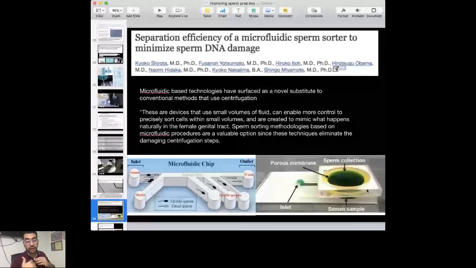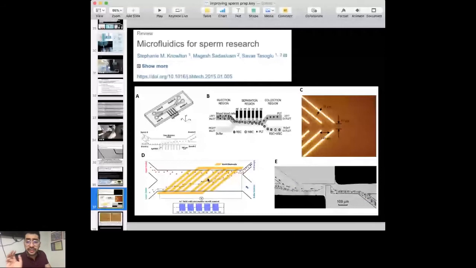So you can use microfluidics for IUI, for IVF, as well as for ICSI. So this is something that can be done routinely now. And like I mentioned, this is one of the most promising technologies which is coming up for sperm preparation. There are so many new varieties of microfluidic devices which are coming up.